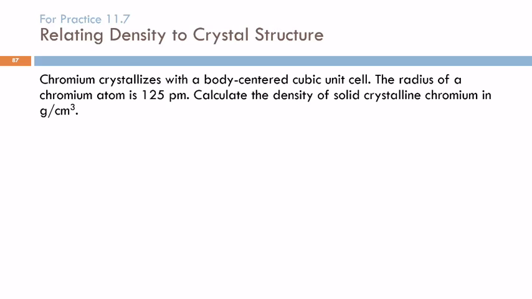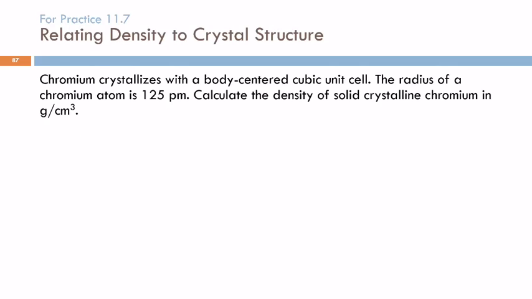Okay, so we could answer a question like this. You do not need to memorize the coordination numbers, the packing efficiencies, or the length of the side in terms of R, but we will definitely see some homework problems like this. Chromium crystallizes with a body-centered cubic unit cell. The radius of the chromium atom is 125 picometers. Calculate the density of solid crystalline chromium in grams per cubic centimeter.